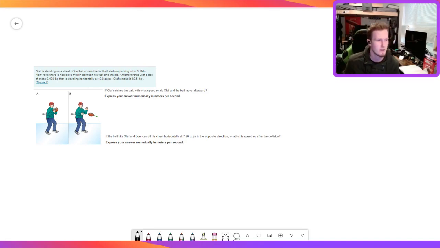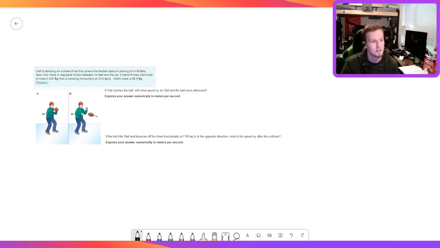In this case, we have our good man Olaf here. He is enjoying the ice. He's standing on sheet ice that covers a football stadium parking lot in Buffalo. Oh, he's in New York. We're just going to ignore friction in this case. Let's just assume the ice is incredibly slick. I don't know how he's standing, but it's happening.